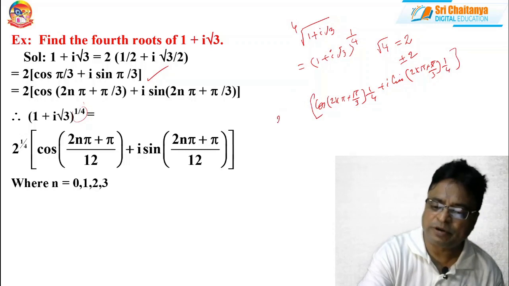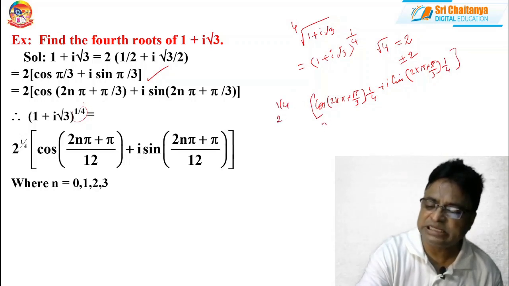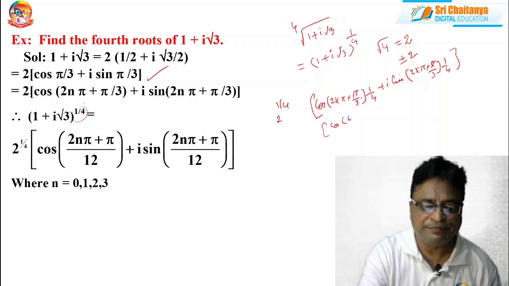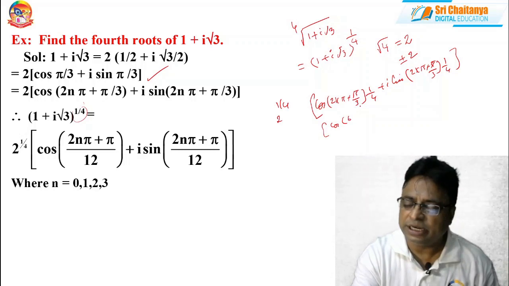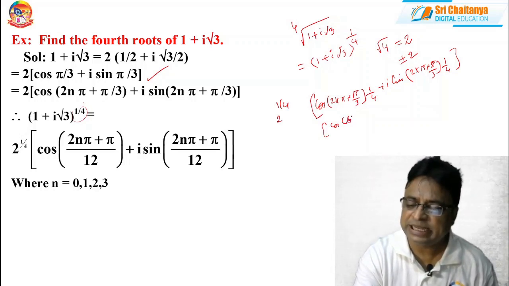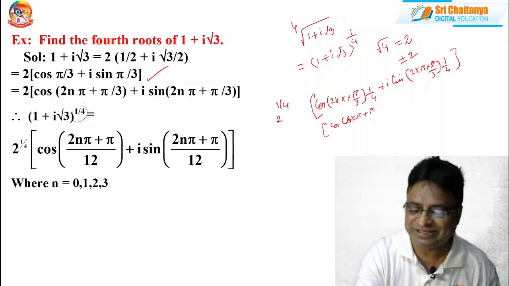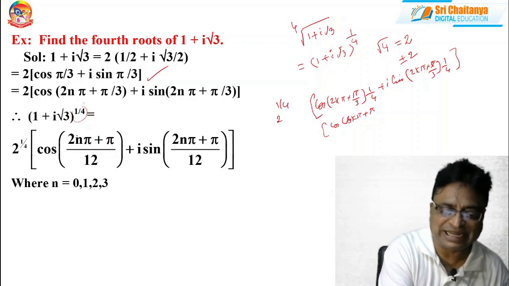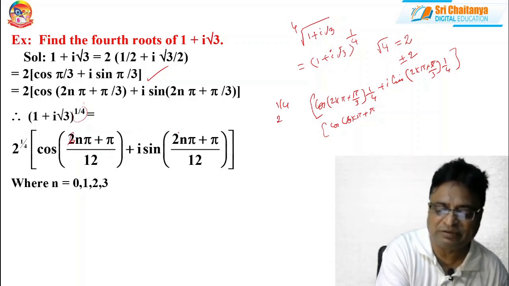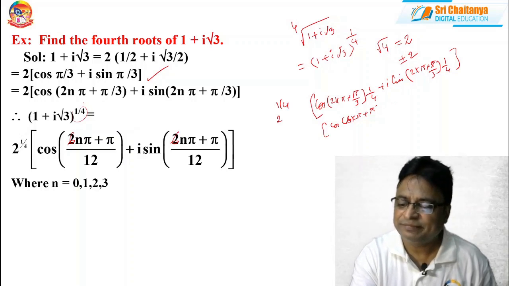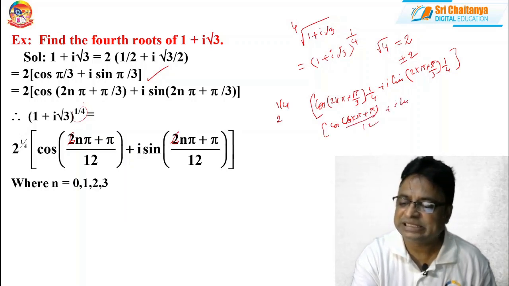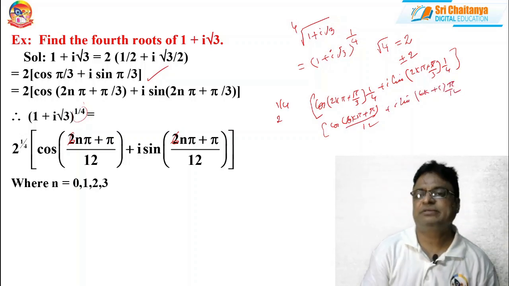Of course, here 2 power 1 by 4 is there. By taking the LCM, it is nothing but cos of 6k pi plus pi, or (6k plus 1) into pi by 12. This I can write as cos of (6k plus 1) into pi by 12 plus i sin of (6k plus 1) into pi by 12, where k equal to 0, 1, 2, 3. Simple.